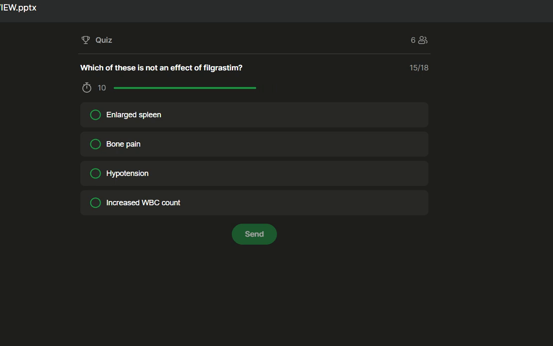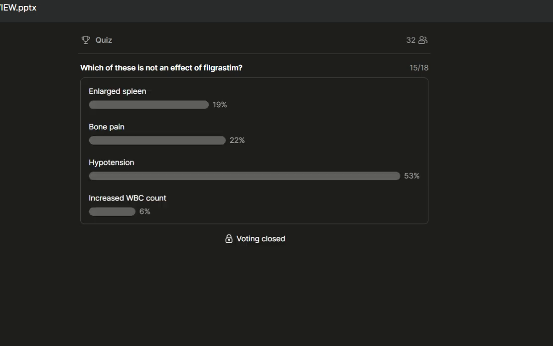Filgrastim. So first question is, what should filgrastim do? What's its goal? Increase white blood cells. Exactly. We're trying to grow new neutrophils, so that will increase my white cell count. Not a side effect, that's a goal. The spleen is a lymph node, among other things. Where do white cells go to hang out? In the lymph nodes, like maybe the spleen.